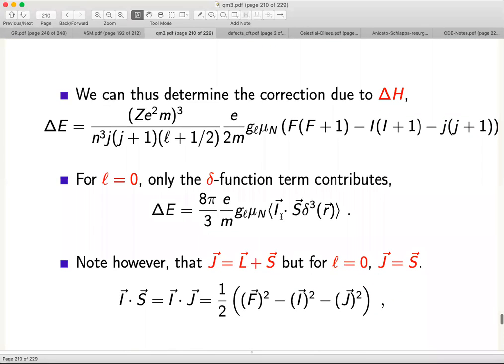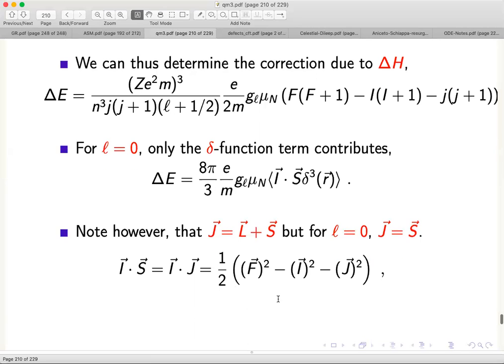Now the delta function expression involved I dot S, but since L is equal to 0, we can replace that by I dot J and write this expression as F squared minus I squared minus J squared. That will give you eigenvalues, which is half of F into F plus 1 minus I into I plus 1 minus J into J plus 1, which is precisely the kind of expression that you get here, with this factor of 2 sitting in the denominator. Then you notice there is an e by m also sitting around, so you get that right. What we need to determine is the remaining piece.